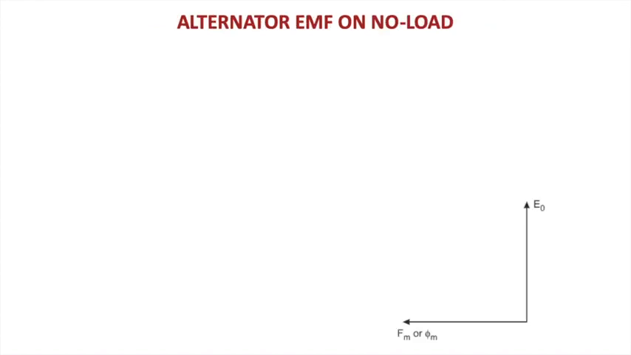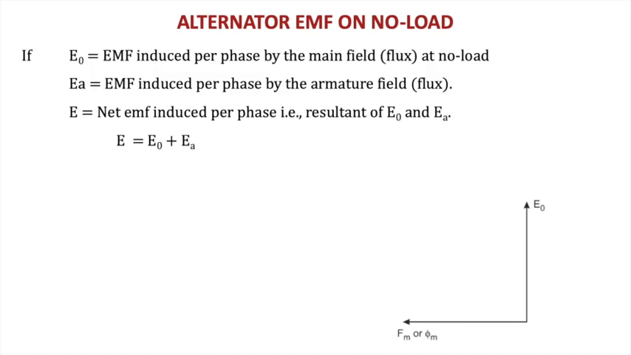Now, armature EMF on load. The armature induced EMF E0 was the no load EMF, which we had discussed earlier, and EA is the EMF induced by the armature field. So the net EMF will be E equals E0 plus EA.